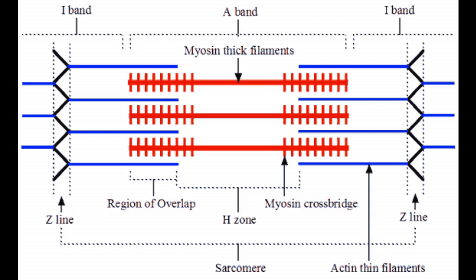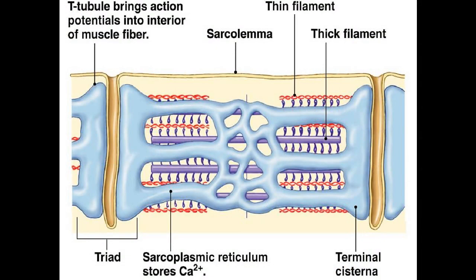So actin is a thin filament and myosin is a thick filament. The thick myosin filament that is lying in the center of the sarcomere extends between two actin filaments, or the thin filaments, on the side.